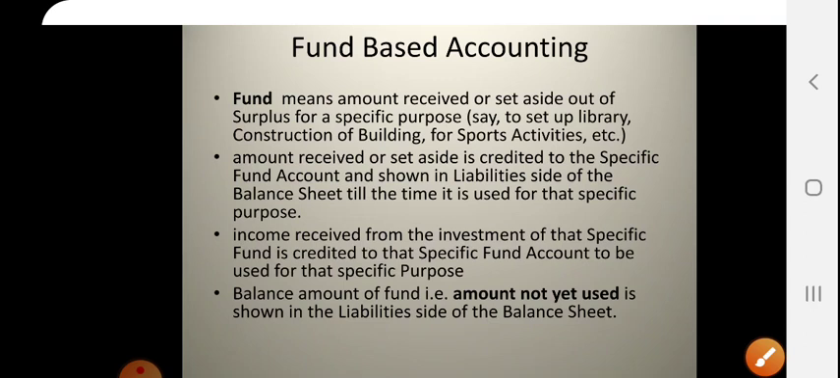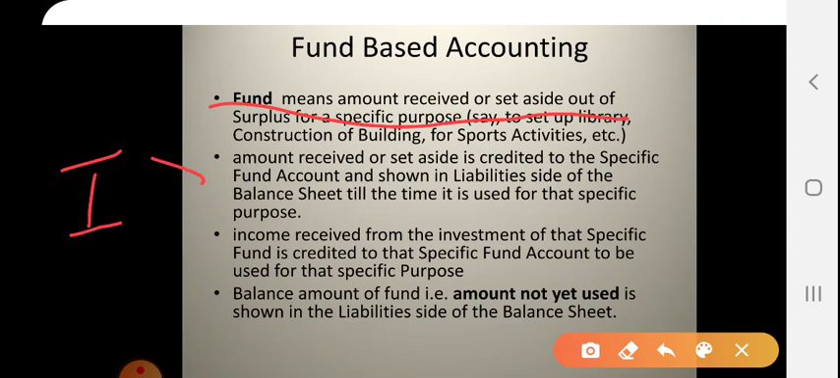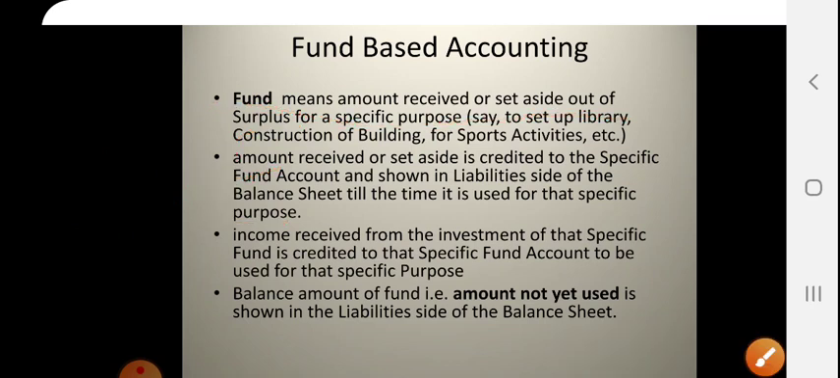So what is fund? Fund means the amount received or set aside out of surplus. We know surplus. Surplus is what? It is the excess of income over expenditure. So that is called surplus. If any amount is kept aside for any specific purpose, that is called a fund.